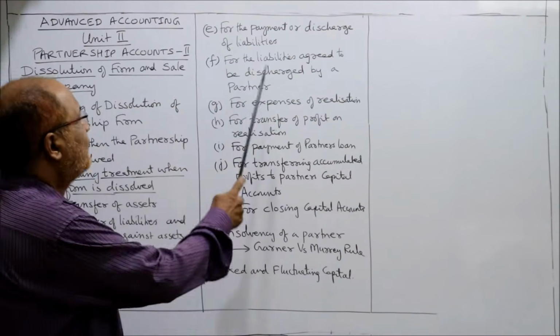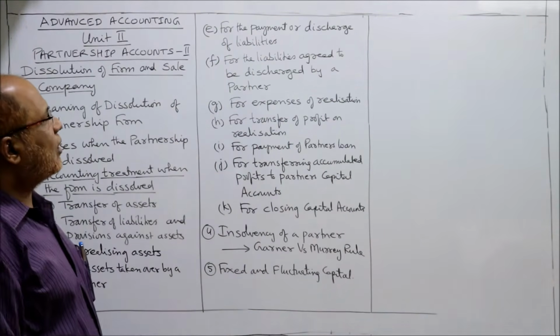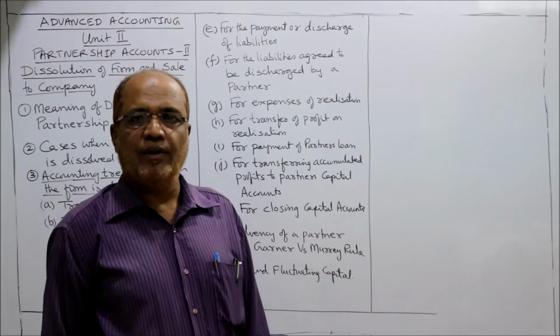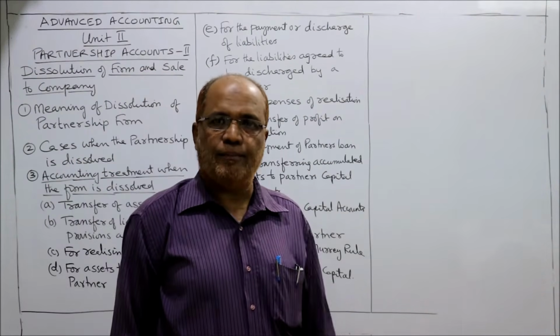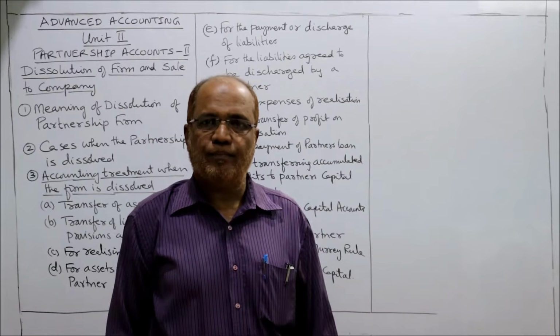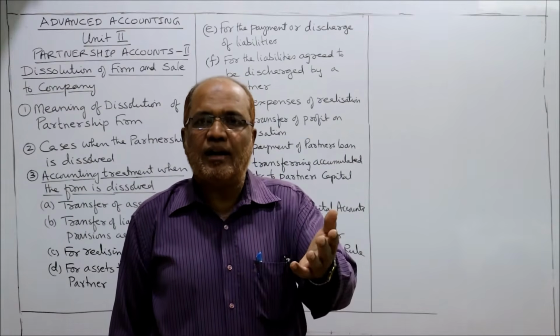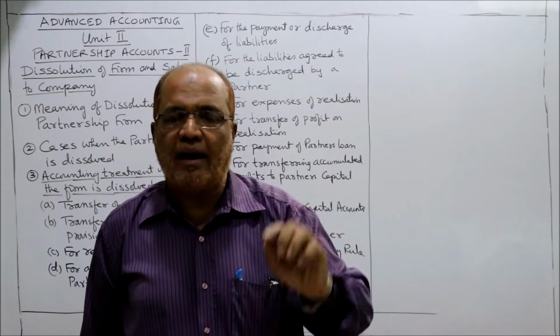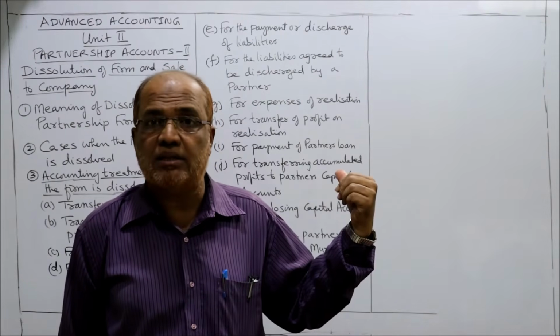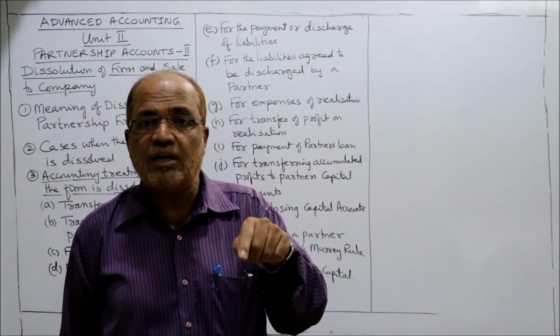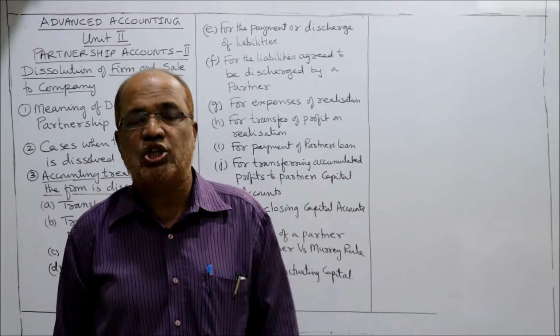4 entries over. Fifth entry, for payment or discharge of liabilities. कुछ liabilities को pay करना है. अब जैसे sundry creditors है. Normally when we pay to sundry creditors, creditors account debtor to bank. But here we are not doing that. Because already creditors we have transferred to realization.